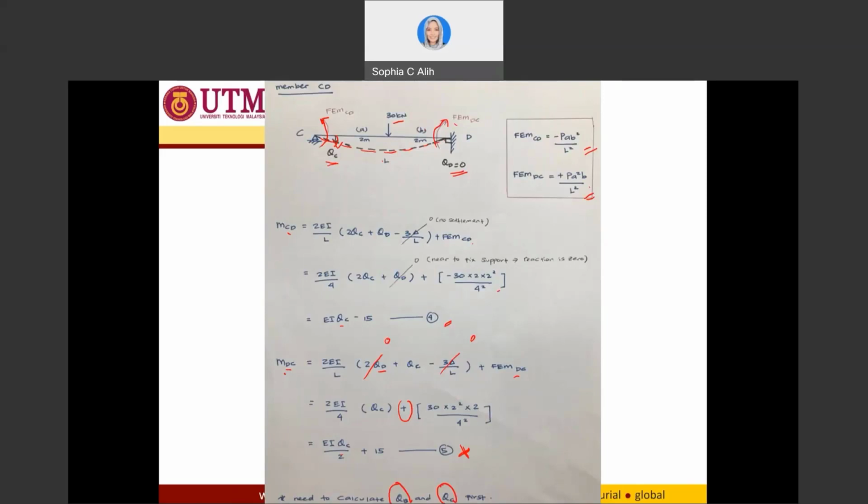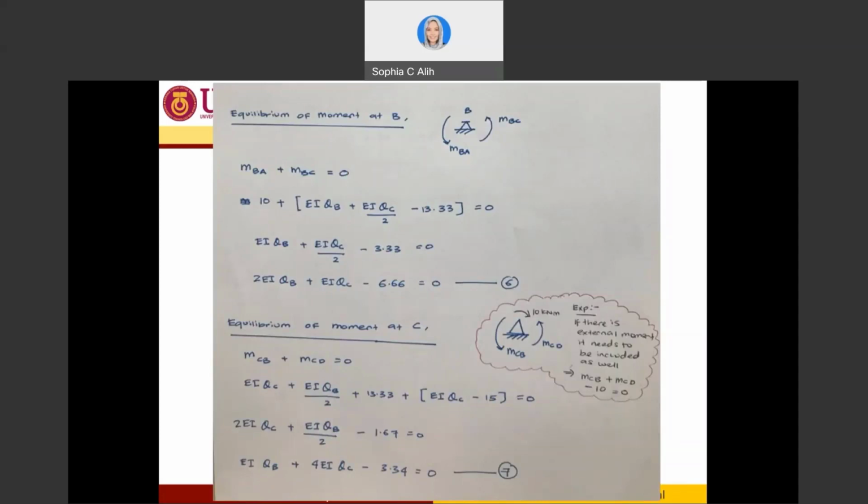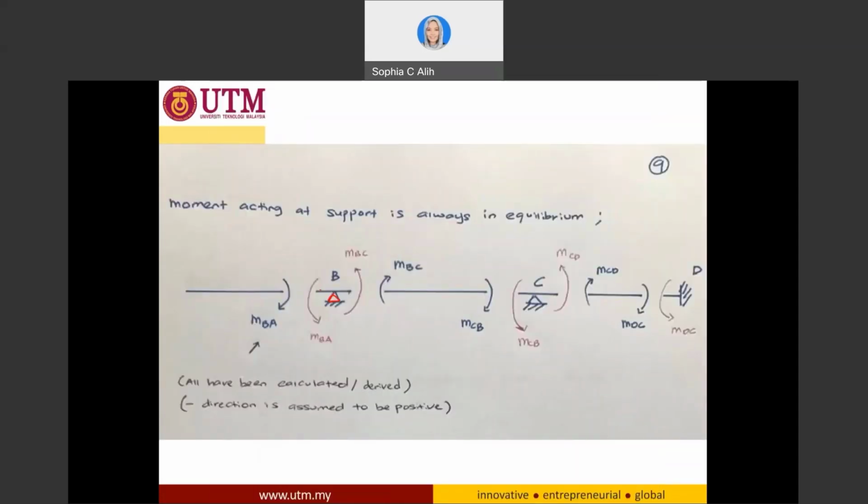How can you calculate your theta B and theta C? It is using the equilibrium concept, because the moment acting at a support is always in equilibrium. What it means is that if you have a pin support at B, the total moment acting on this support is going to be 0. Similarly, for the moment at the pin support over here, the total moment is going to be 0. So the moment acting at a support is always going to be 0. So you use this concept in order to solve for the theta B and theta C values for your beam.